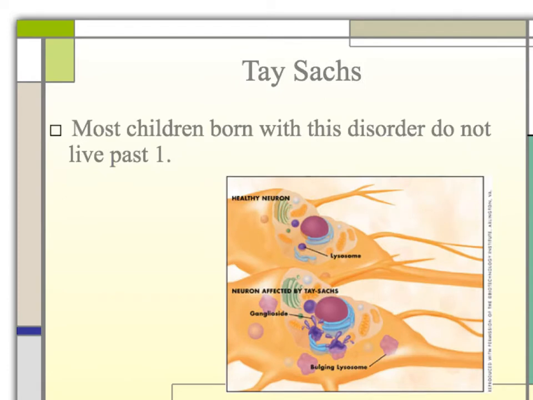In this slide, you can see that on the top is a normal developing neuron. On the bottom, we have a neuron that is filling up with that ganglioside and will stop working properly. You can also see the lysosomes and how they're nice and healthy looking on top, and here they're bulging because they're trying to break down the extra material that the cell is producing, and they just can't keep up.